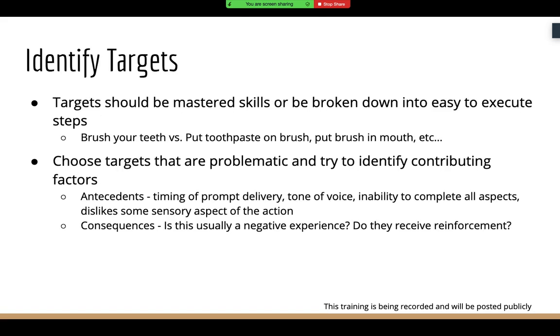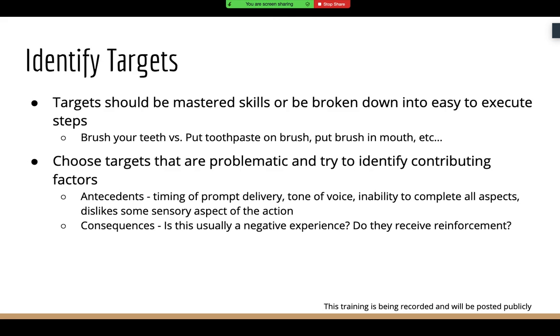So the first thing you want to do when you're talking about teaching kids how to follow directions or how to be a little bit more compliant is identify which targets you want to start working on to practice these strategies on. So the targets should really be something that's already a mastered skill or something that can be broken down into easy to execute steps. I use the example here of brushing your teeth versus the steps of putting toothpaste on the brush, put the brush in your mouth.